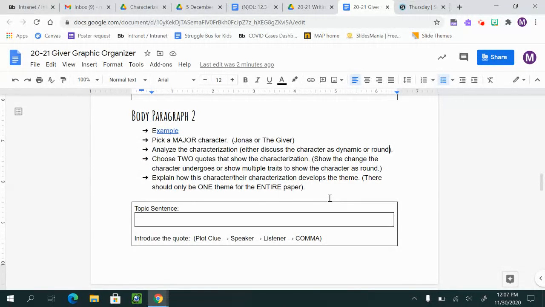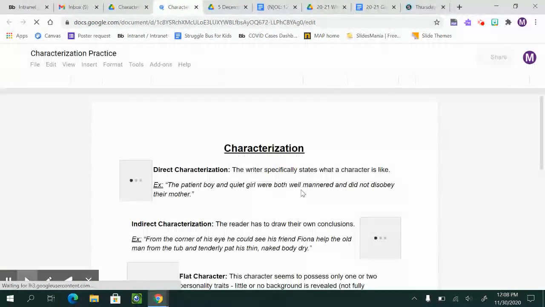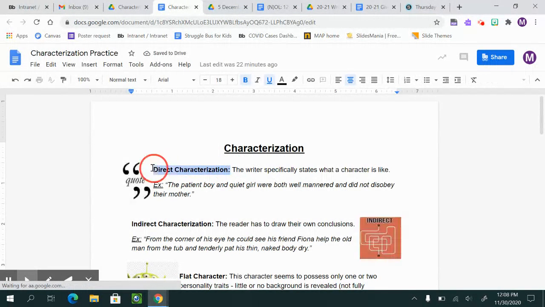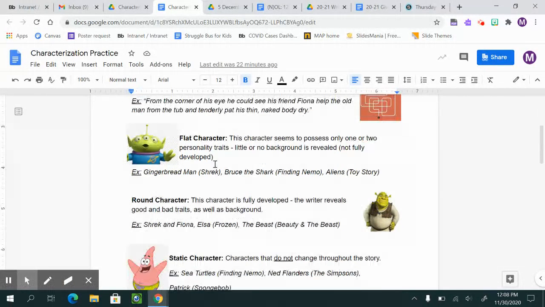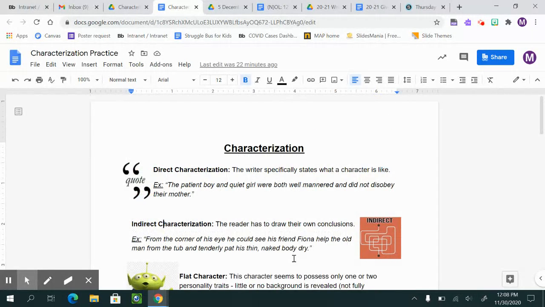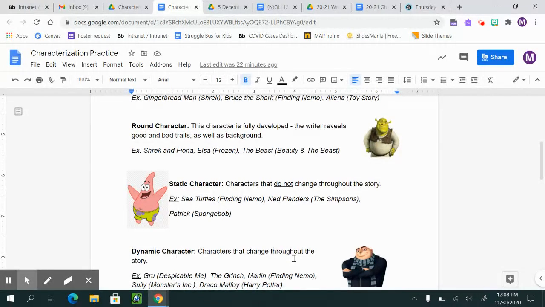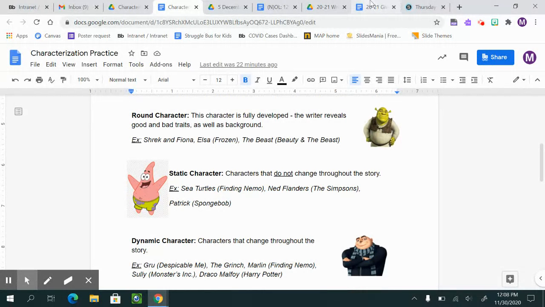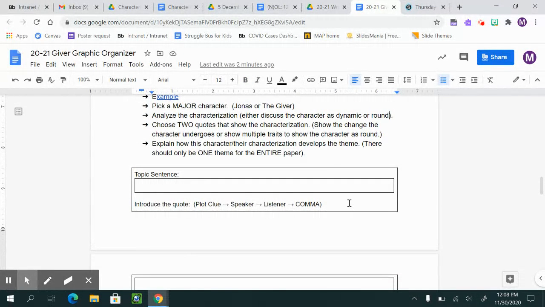You can even look at the guide that you used yesterday that talks about what their definitions are. Remember, it looks like this. It gives you what direct characterization is, what indirect is, what a flat character is, what a round character is, static and dynamic. You should have this handy when you're writing because it gives you some really good definitions that can help you develop your essay better. Then you also need to make sure that you are connecting it to the theme. You wrote about a theme in your first body paragraph. You need to take that theme and pull it over to this and continue to develop it as well.